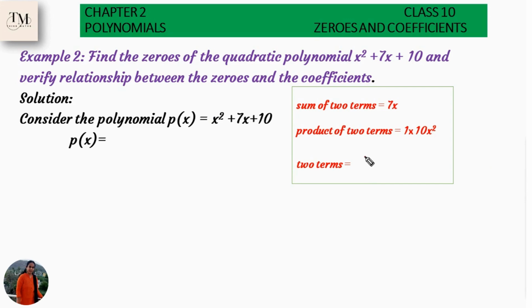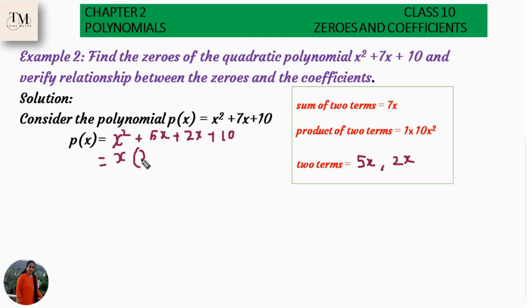So the two terms will be 5x and 2x. 5x into 2x will be 10x square and 5x plus 2x is 7x. So we can split this polynomial. So x square, and instead of 7x, we can write 5x plus 2x plus 10. In the first two terms, we can take x outside.